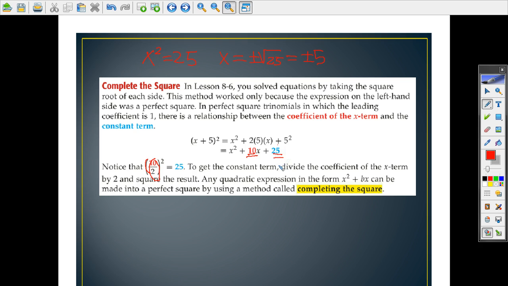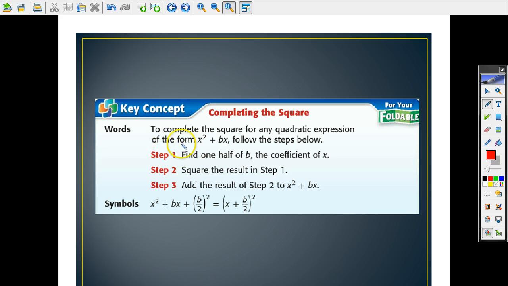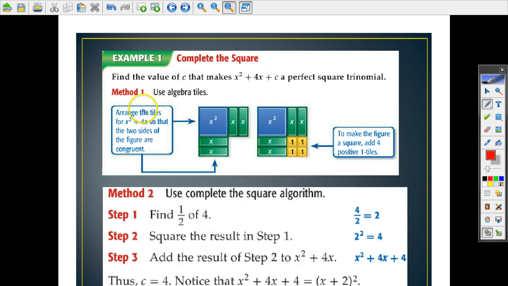Any quadratic expression in the form x squared plus bx can be made into a perfect square by using a method called completing the square. Alright, so completing the square. To complete the square for any quadratic expression of the form x squared plus bx, follow these steps. There are 3 steps here. Find 1/2 of b, half of the coefficient of x, square that number, and then add it in the end. So 1/2 of b, square it, and you add it to the end here. Okay, so what does that look like?